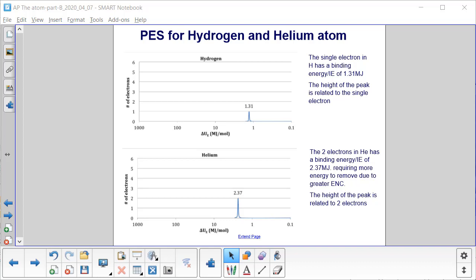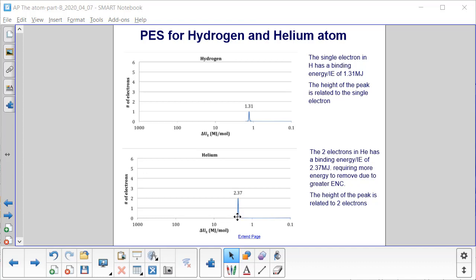Here are the PES for hydrogen and helium for us to compare. So you have hydrogen on the top with this peak and helium at the bottom with this peak. So for hydrogen, this is the single electron in hydrogen. It has a binding energy or ionization energy of 1.31 megajoules. The height of the peak here is related to that single one electron.